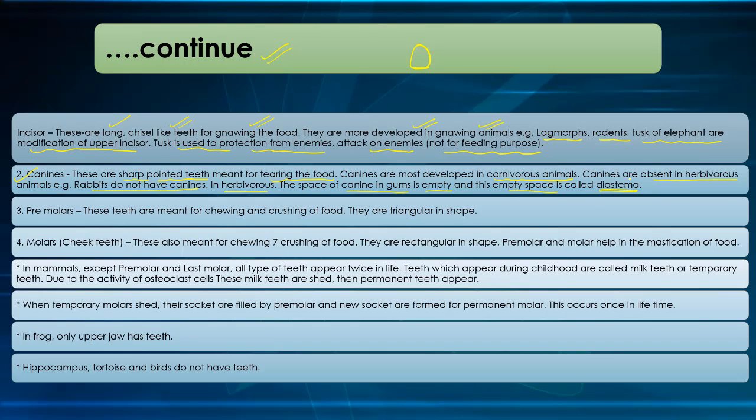Premolars. These teeth are meant for chewing and crushing of food. They are triangular in shape, and they are mainly involved in chewing and crushing of food.